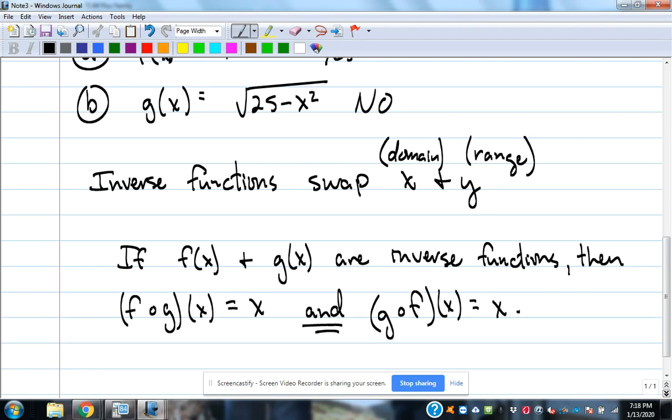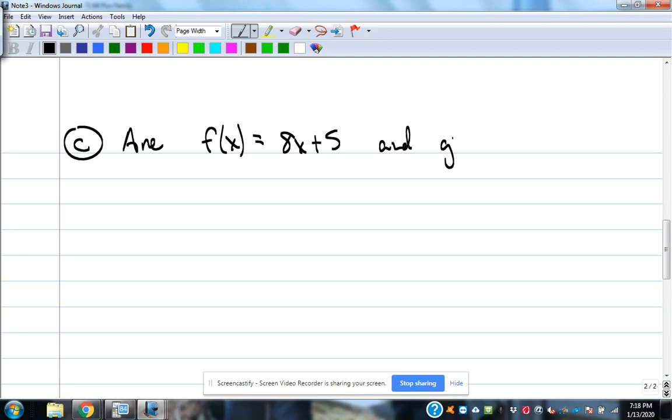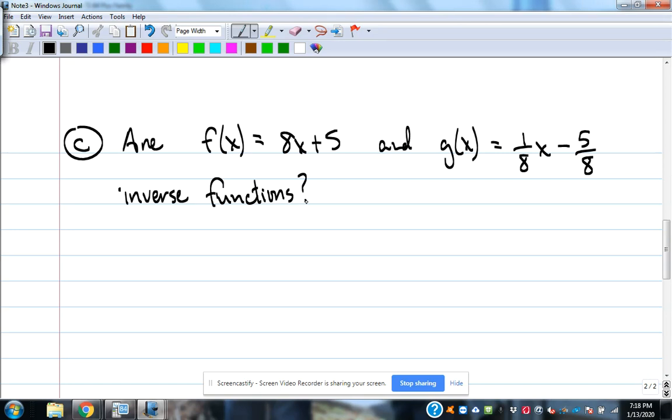All right, so we're going to test to see if two functions are inverses of one another. Example C. f of x equals 8x plus 5 and g of x equals 1/8 x minus 5/8. Are they inverse functions? We're going to do that composition. So we're going to do f composed with g of x.